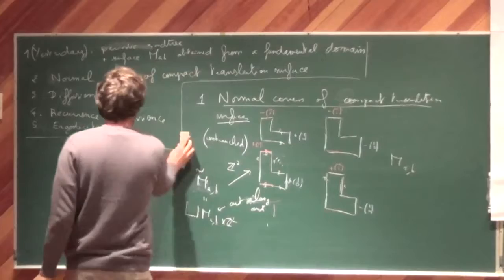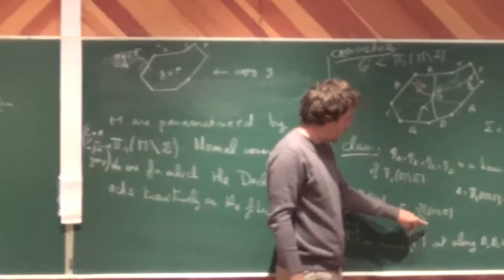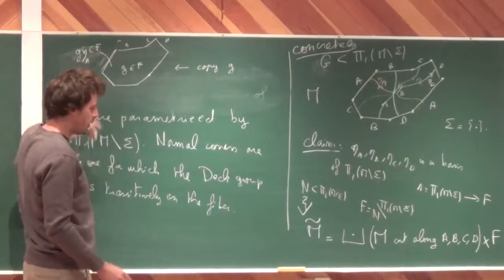And why is it normal? This is because the deck group has transitivity. And why is that so? Because N is normal, this quotient is actually a group, and so this group gives you a diffeomorphism of that surface, and so each copy looks the same. This is sort of a homogeneity of that cover.